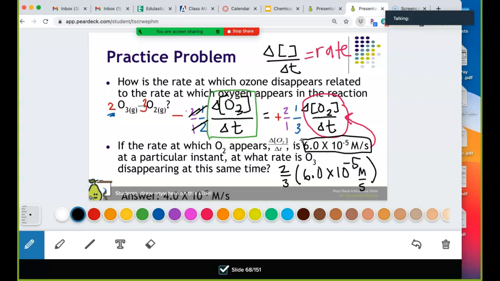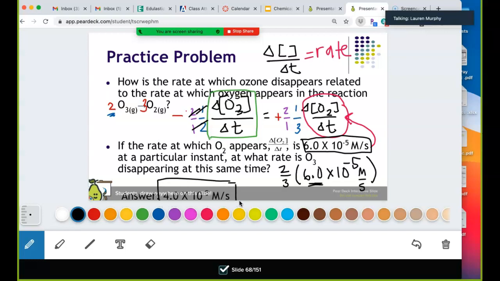Now, don't use a calculator yet. This is something they could give you without a calculator. So how do you do it? Very, very simply. Multiply the top part out first. The fraction just gets multiplied by this coefficient out front, this 6, right? 6 times 2 is 12. 12 divided by 3 is 4. 4 times 10 to the -5th molarity per second.